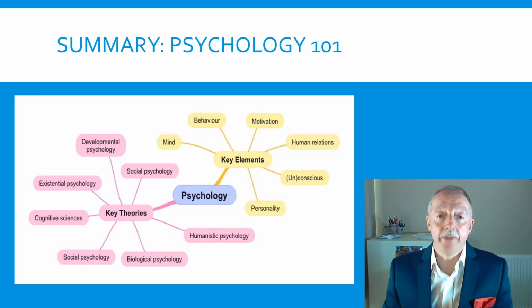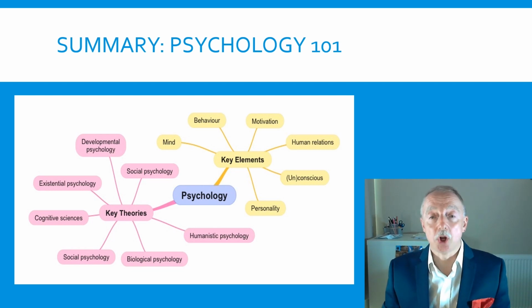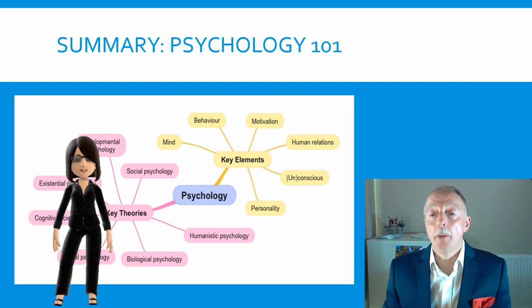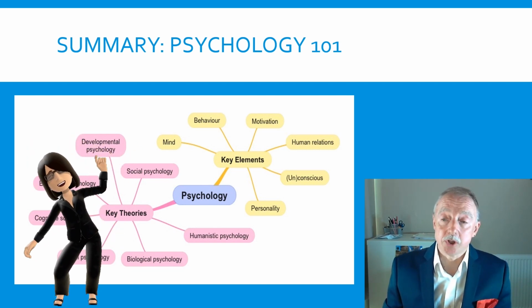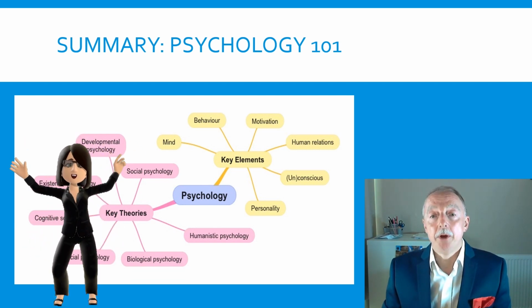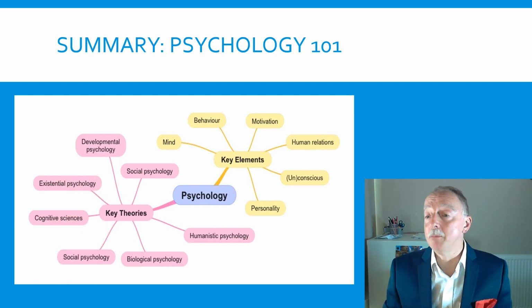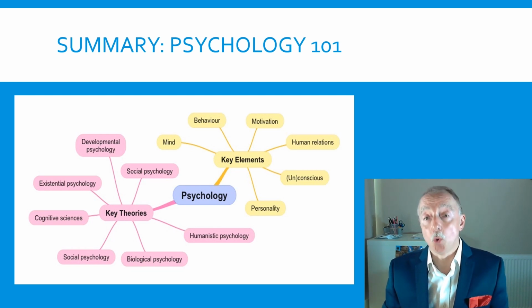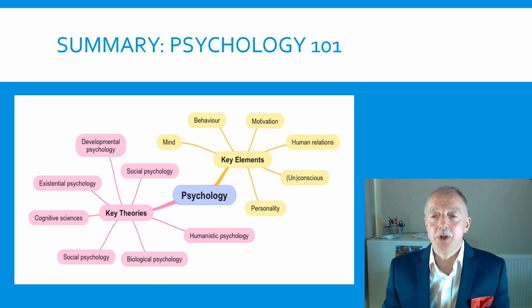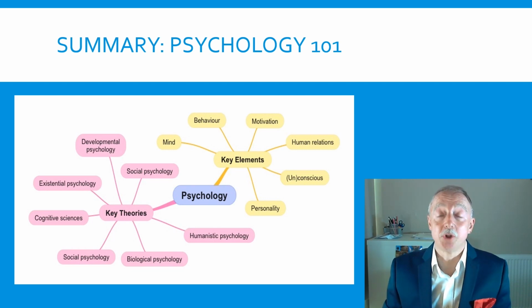So, a quick summary then. I would say that if you're going to undertake psychology, you will find there are two parts to it. First are the key elements and the key theories. The key elements cover topics like mind, behaviour, motivation, and personality, whereas key theories are around different theories of psychology around developmental, social, humanistic, biological, existential, and social psychologies, and the cognitive sciences. Now, if you are able to cover all of those in your course, and you've got to grips with them, well, then you have truly got to grips with the topic of psychology.